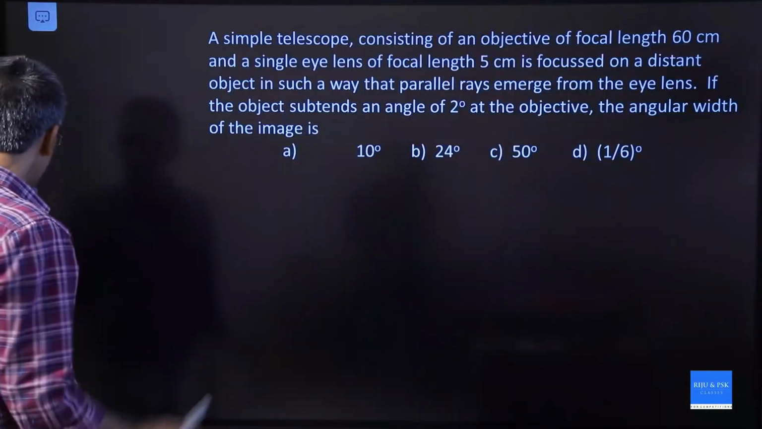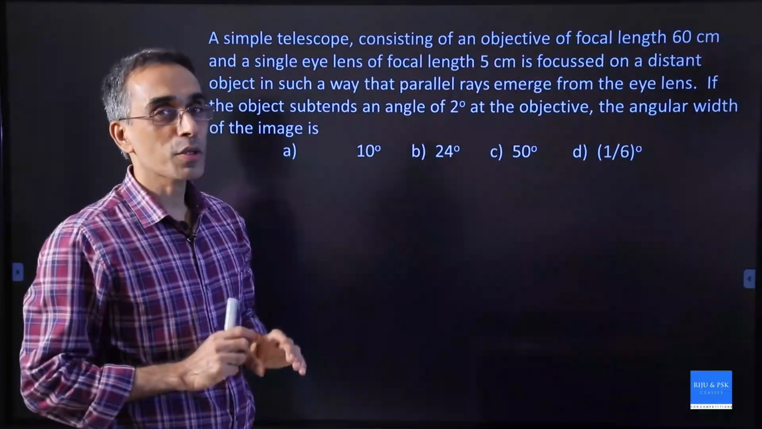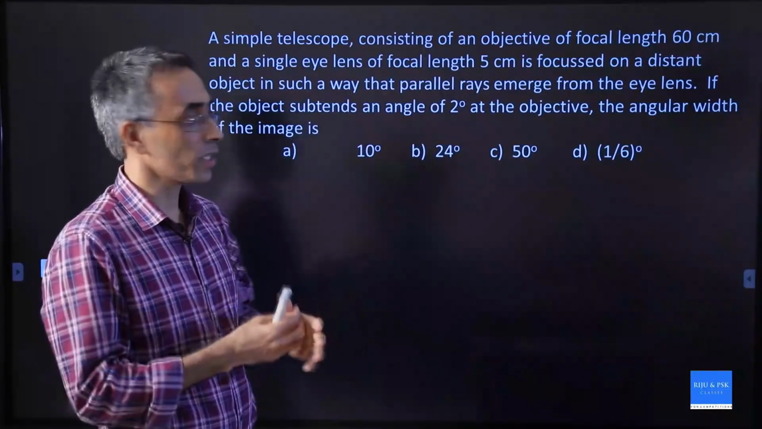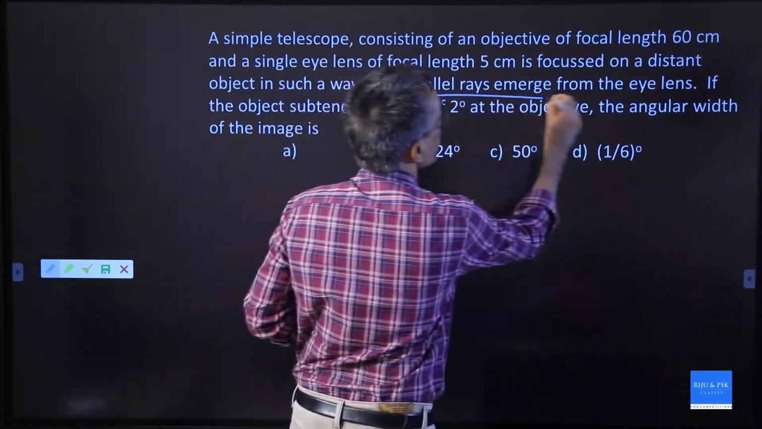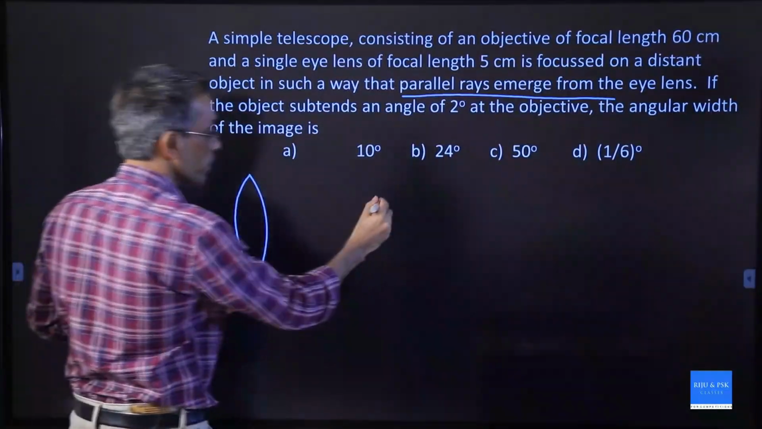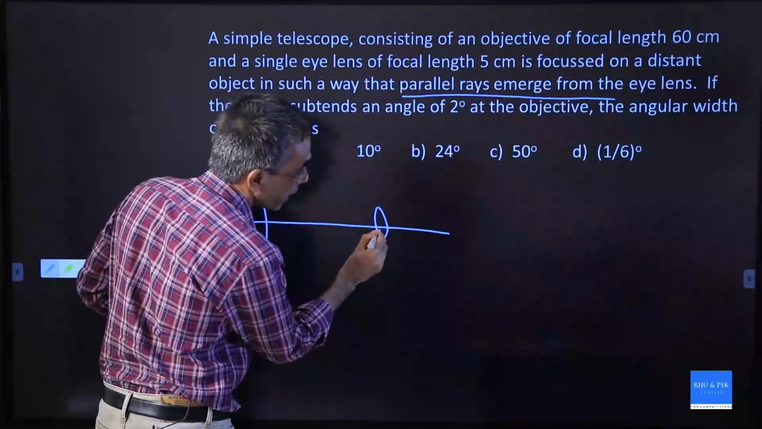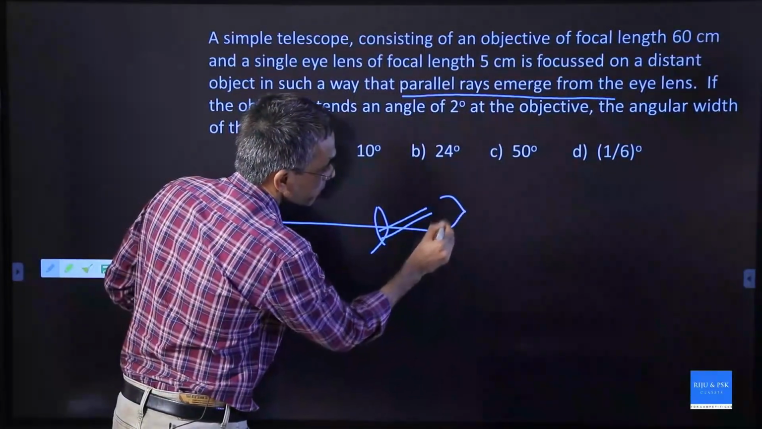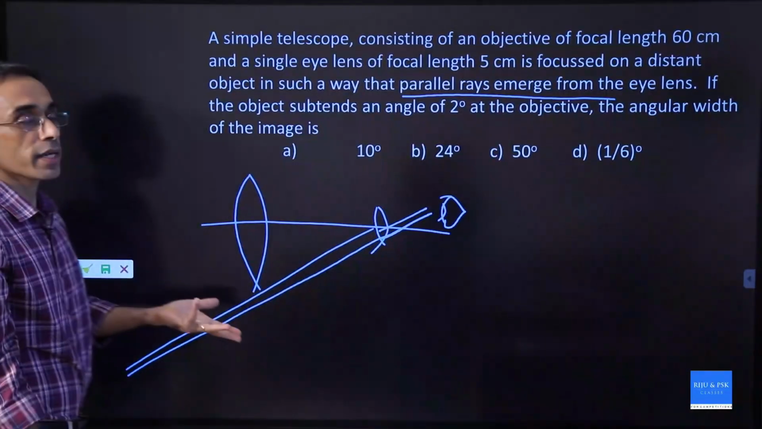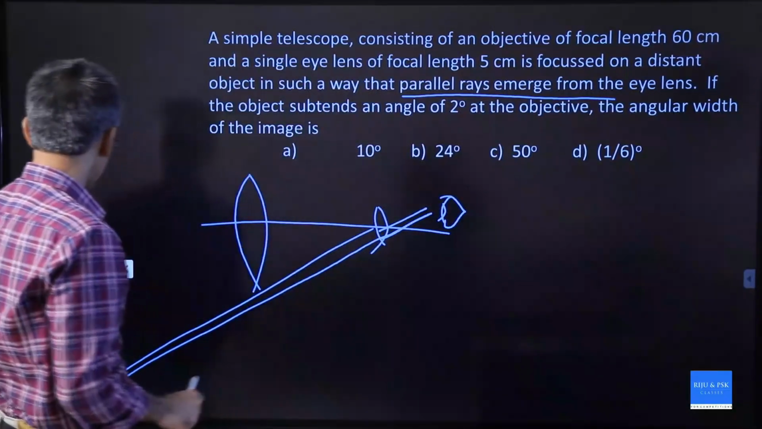What does that mean? This is an indicator. You know about indicators in questions? There will be certain sentences which will give you how to think, what to think. Parallel light rays emerge from the eye lens means, see, in a telescope, objective, eye lens, light rays come parallel to the eye. When they come parallel, the final image is at infinity. This is the idea.